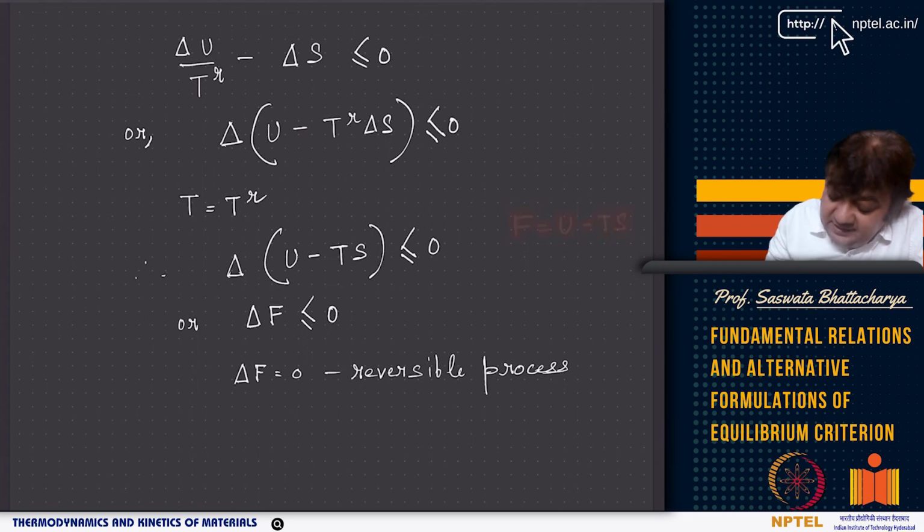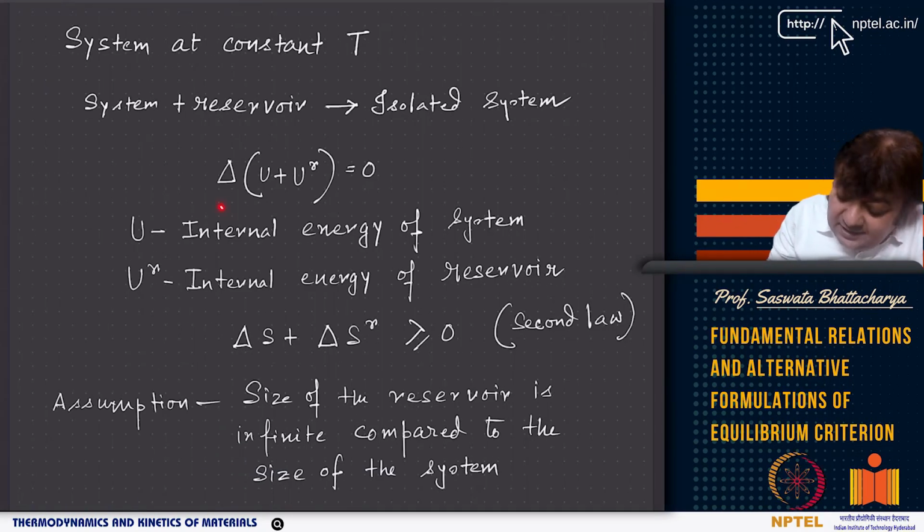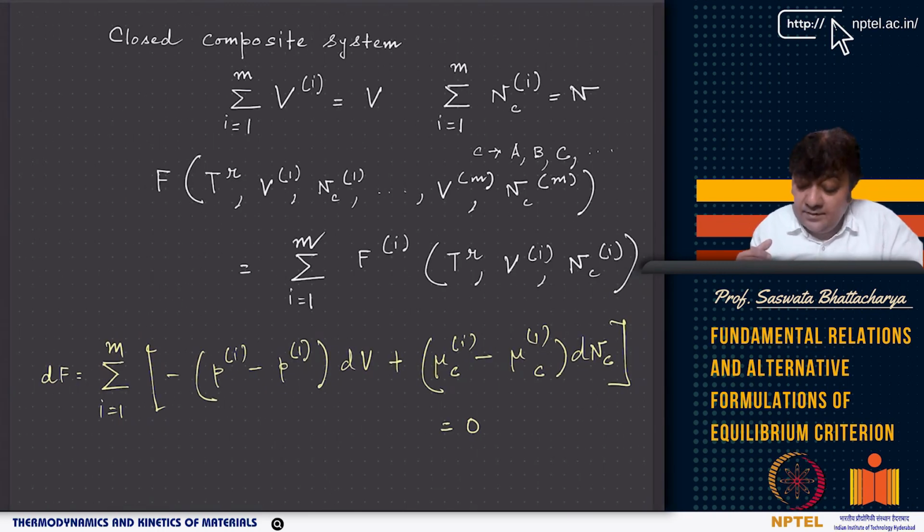So as you can see, if you start with delta U plus delta UR equal to 0 and delta S plus delta SR greater than or equal to 0, it basically gives you the condition that delta F has to be less than or equal to 0. And delta F is equal to 0 only when the process is reversible.